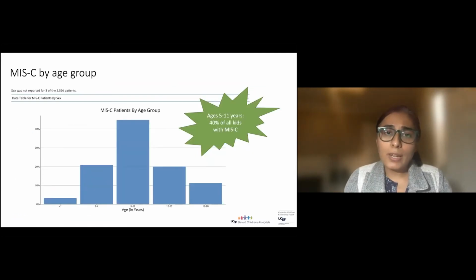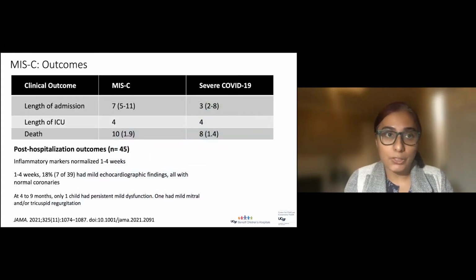And then when I look at MIS-C by age group, you can see the 5 to 11 age group, that's 40% of all kids that have had MIS-C, which is the highest predominance of population in the 5 to 11 age group.